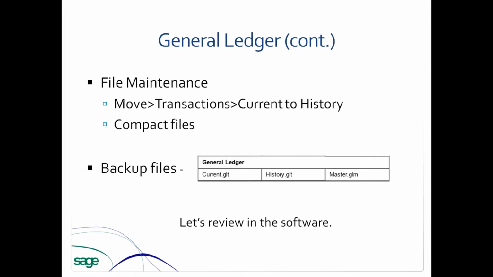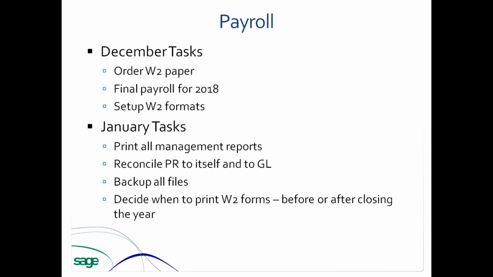All right, so again, for file maintenance, you need to make sure that you move transactions current to history and that you compact files. If you are in the middle of the year and you only move or you leave part of the year in the current file, again, you need to compact so that it frees up the space that those records were sitting in. All right. So the instructions for the prior year adjustments for general ledger are on page 31 in your year-end guide.